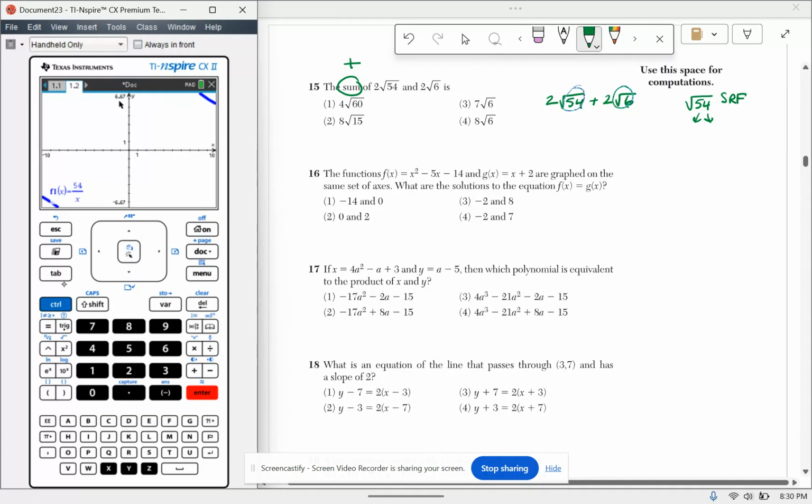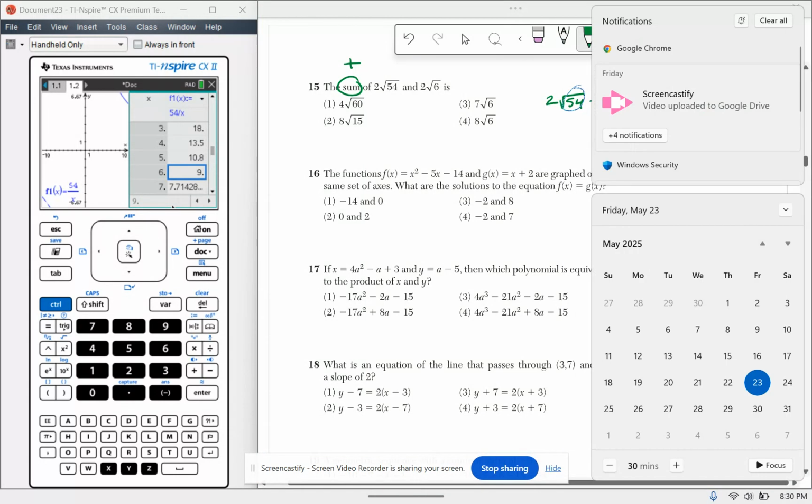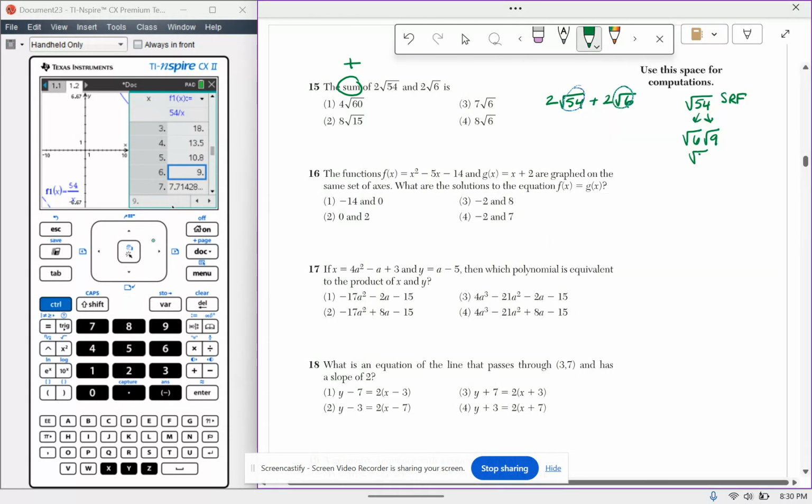And then you're going to hit Control T. We're going to scroll through and look for the largest perfect square that is a factor of 54. So let's go ahead and look until we hit a perfect square. 6 and 9. Okay, perfect. So we're going to do the square root of 6 times the square root of 9. We're going to put the perfect square first. Now when we take the square root, we get 3 radical 6.